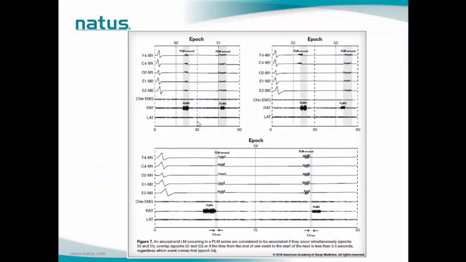Other rules: limb movements can be associated with arousals if they are overlapped, like in this example, and it can happen regardless of which comes first. Also, they are considered associated with each other if the duration from the offset of a limb movement to the onset of the arousal is less than 0.5 seconds, also regardless of which comes first.